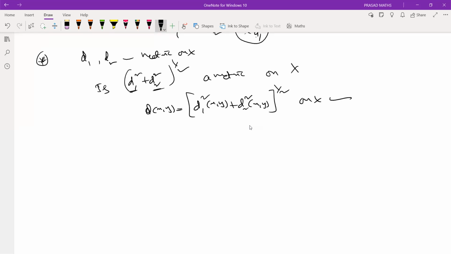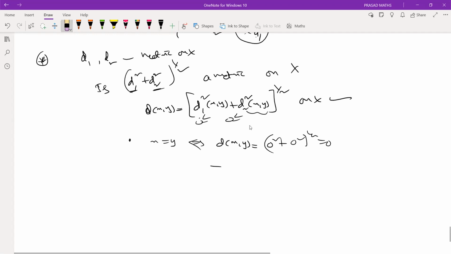There is no problem with non-negativity, because each term is non-negative, therefore the sum is non-negative, and the whole power 1 by 2 is also non-negative. Therefore, the first condition holds. The second condition also holds, because d1 is a metric and d2 is a metric. Whenever x is equal to y, that implies d1 of x comma y is 0, d2 of x comma y is 0, so the whole thing is 0. Similarly, the converse is also true, and the symmetry property is also true. I don't want to prove it because the details are the same.